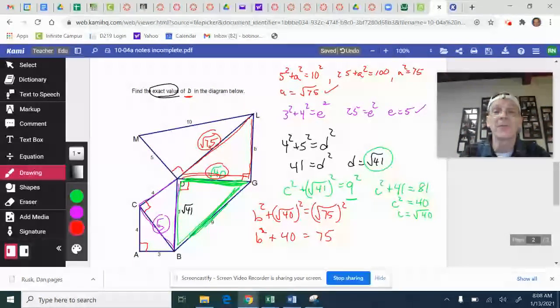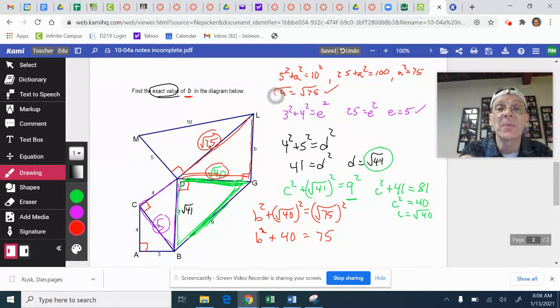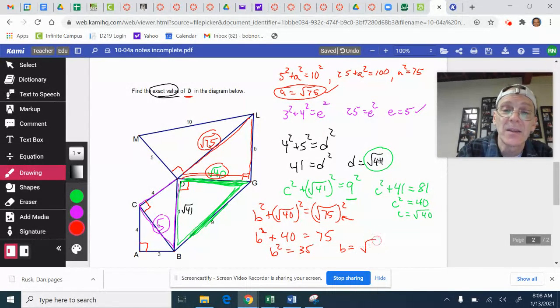You see, if I had turned this right up here into a 5 radical 3, then I would have had to square a 5 radical 3 down here instead of a square root of 75. That would have been more work. It all would have been a waste of time, right? So subtracting 40 from both sides, I get B squared is equal to 35. And so B is equal to exactly the square root of 35, which does not reduce.